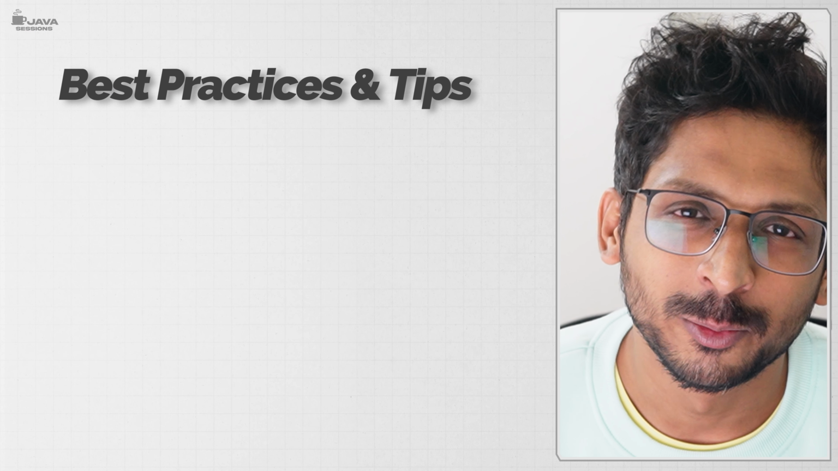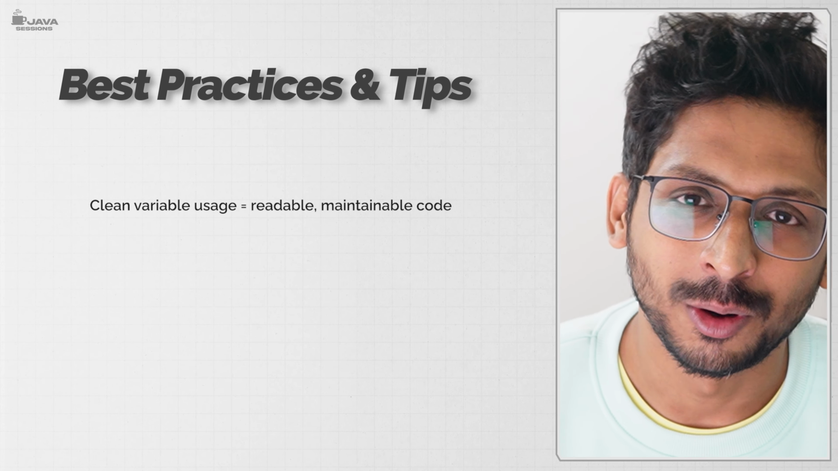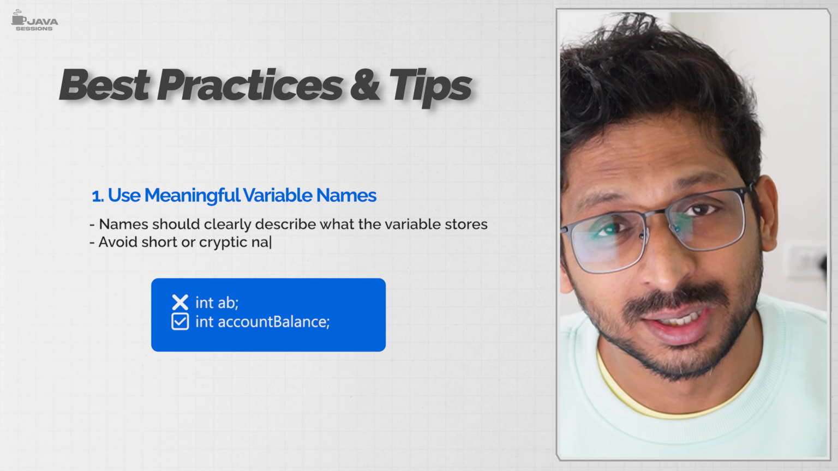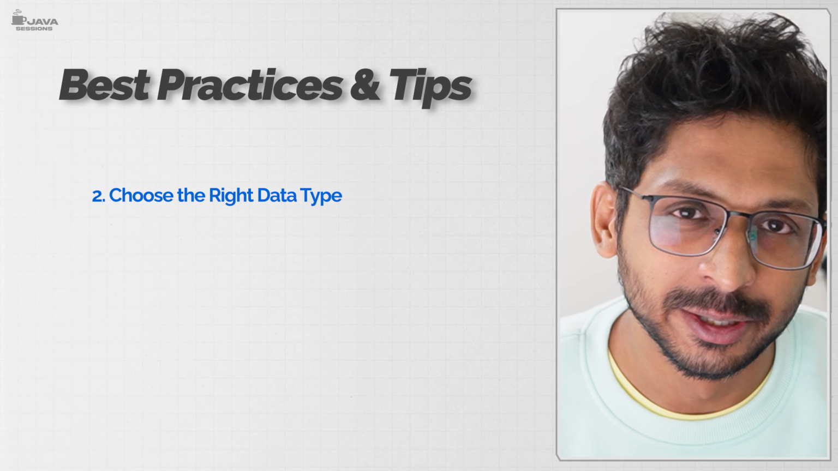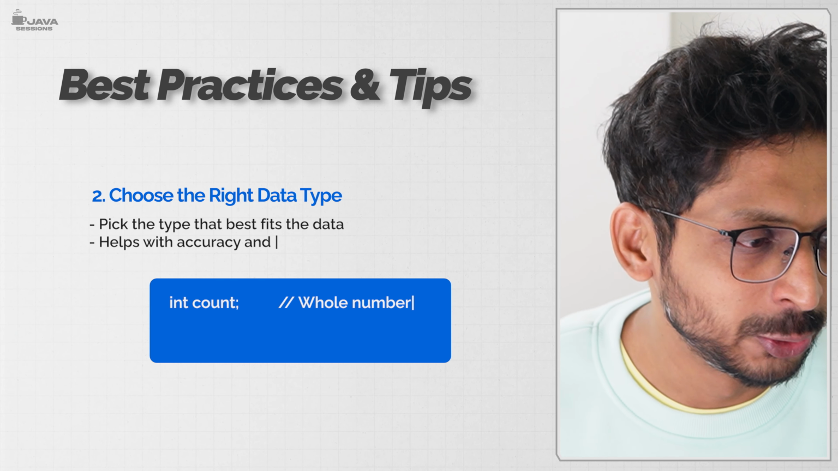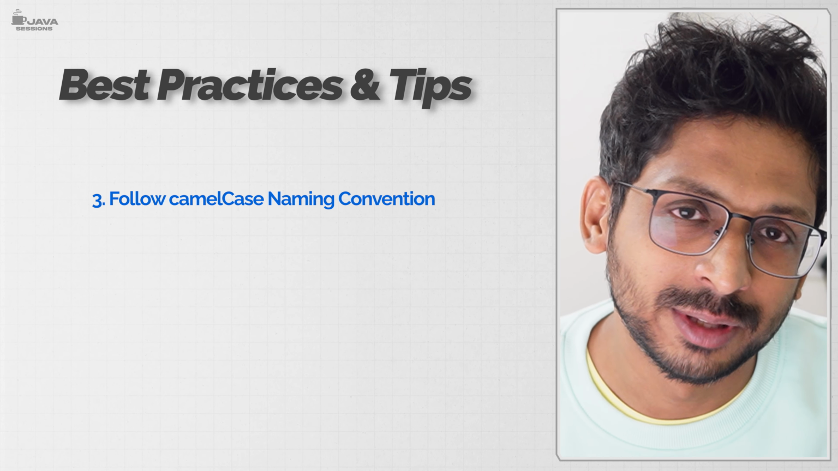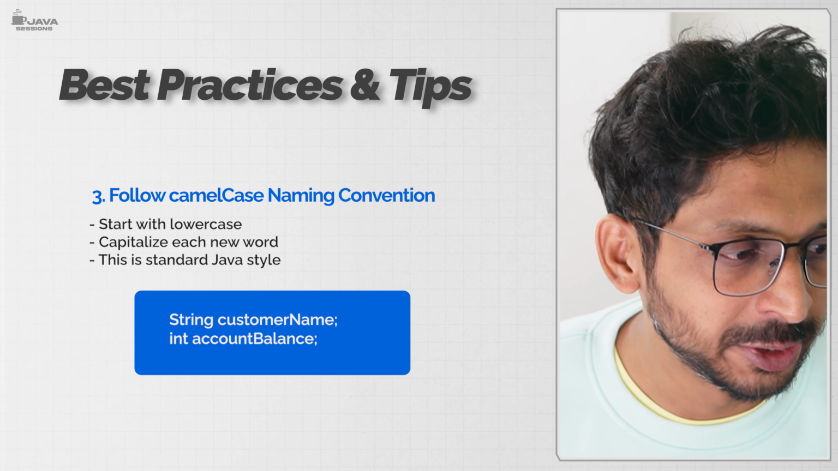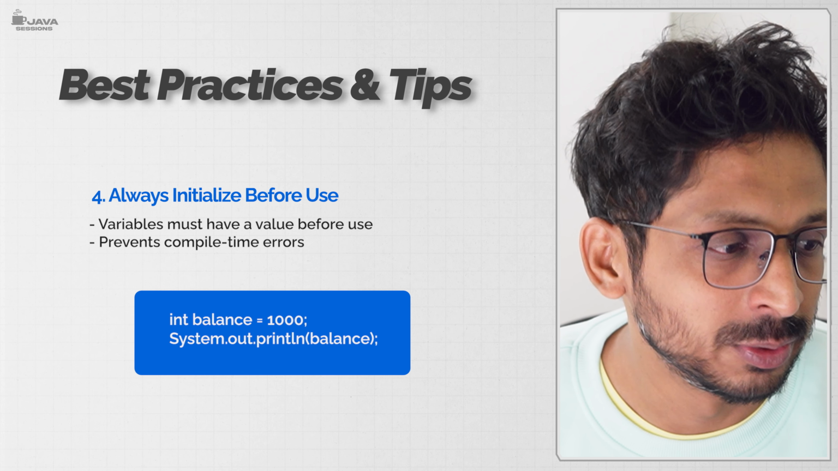Let's quickly go through some of the best practices and tips while working with variables. We have discussed a couple already. Use meaningful and descriptive names for your variables. That's how it's going to make it easy to understand the purpose of that variable. Choose the right data type for your variable. This is going to help keep your code accurate and memory efficient. Follow the camel case naming convention. That is going to make your variables much more readable. And always, as soon as you can, try initializing the variables before using them.